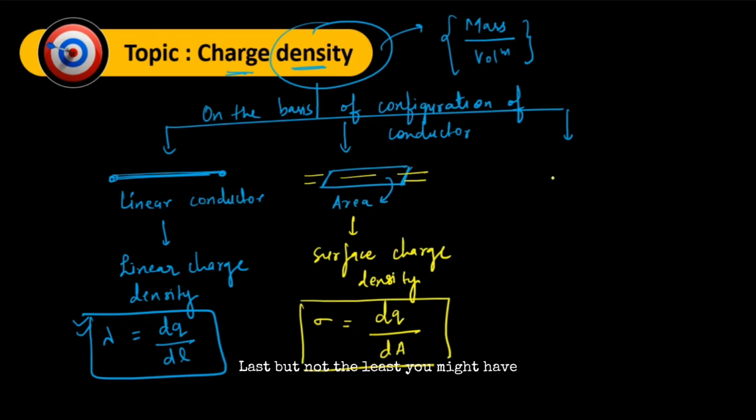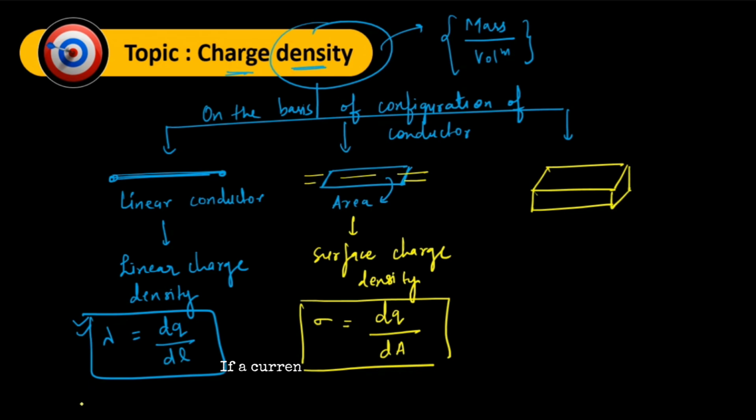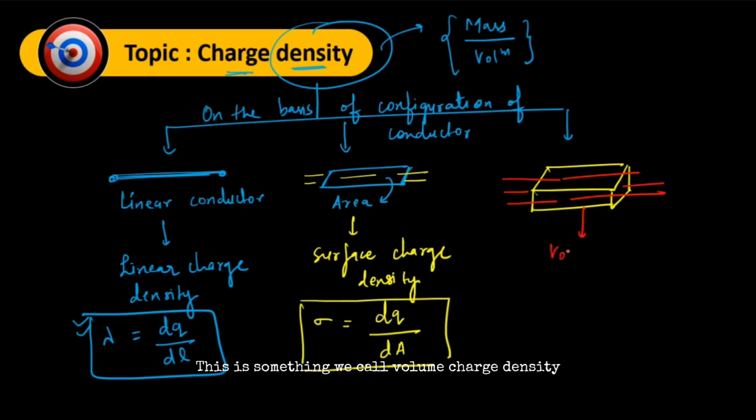Last but not least, you might have a conductor which has some volume. If a current flows through this conductor, you will observe that it is passing through its volume. So this is something we call volume charge density.